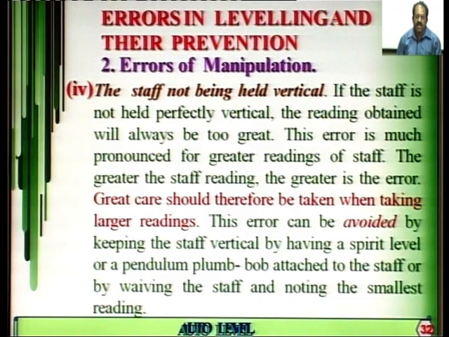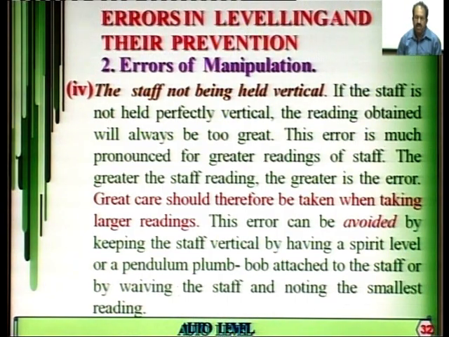Next is the staff not being held vertical. The person who is holding the staff should hold it perfectly vertical. If the staff is not held vertical, the reading obtained will always be too great. This error is more pronounced for greater readings of the staff. The greater the staff reading, the greater is the error. So, great care should be taken when we are taking larger readings. This error can be avoided.